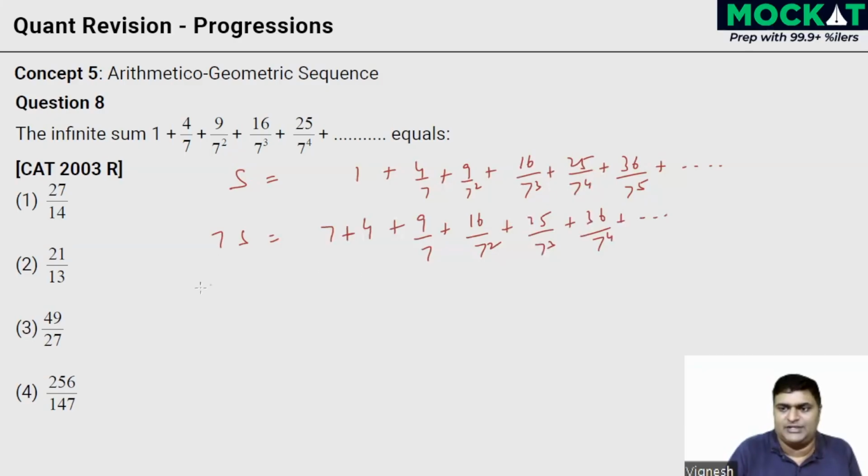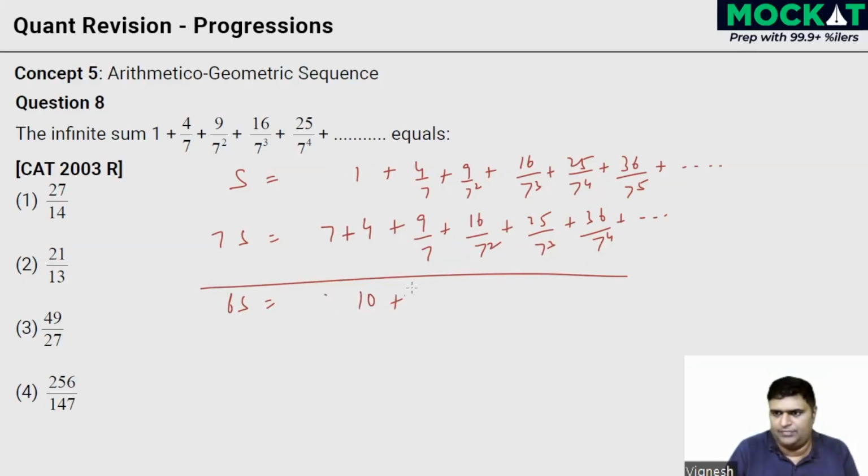And once I do that, what do I need to do? I just need to take the difference, bottom minus top. 7s over here is 7 minus 1, which comes to 6, plus 9 by 7 minus 4 by 7, which is 5 by 7. 16 by 7 square minus that is going to give me 7 by 7 square. Here I'm going to get a 9 by 7 cube. Next I'm going to get 11 by 7 power 4. Now it's an AP. One more difference is going to help us out over here.